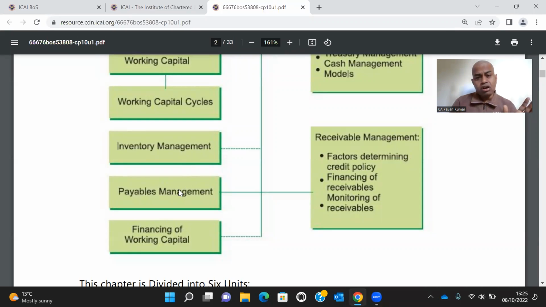Payables management also is not that important, just theory, and it is never tested in the exams as well. Financing working capital is also theory. Maybe once or twice they ask a theory question, but not a great one.